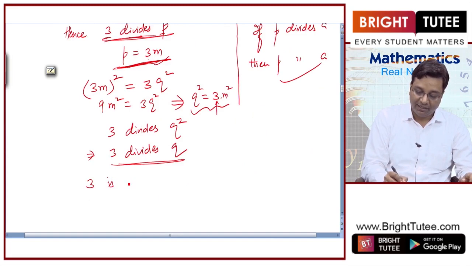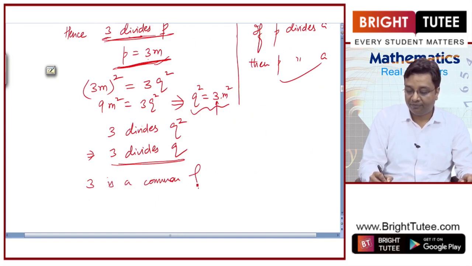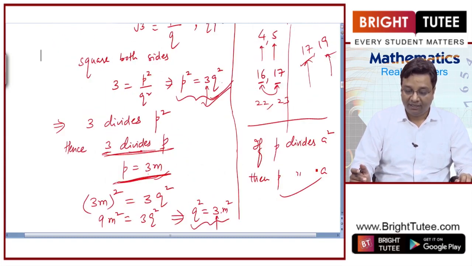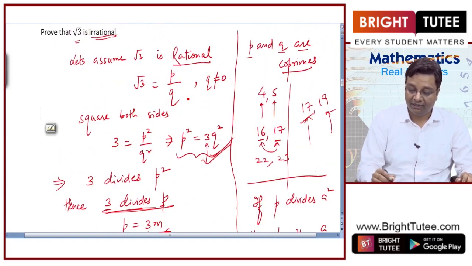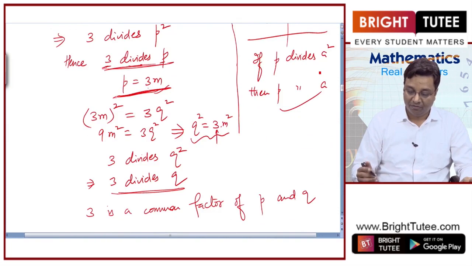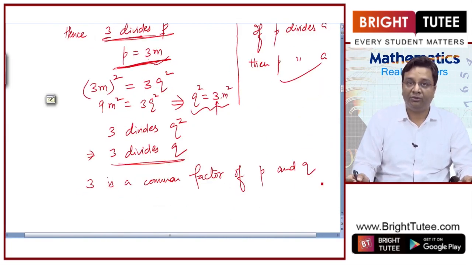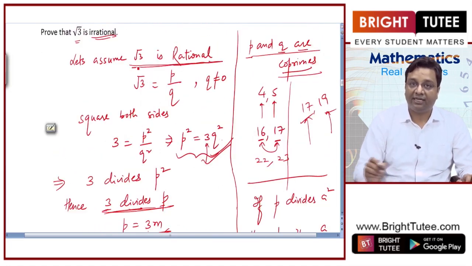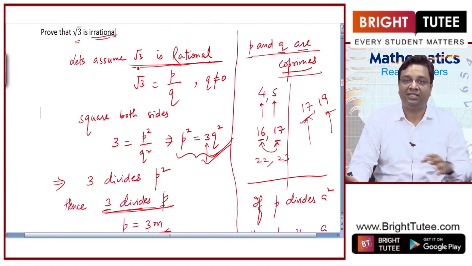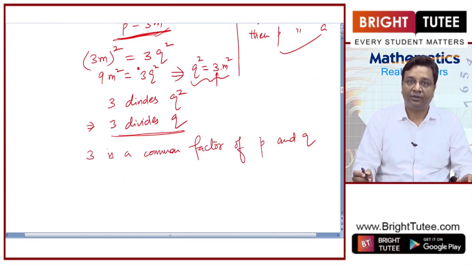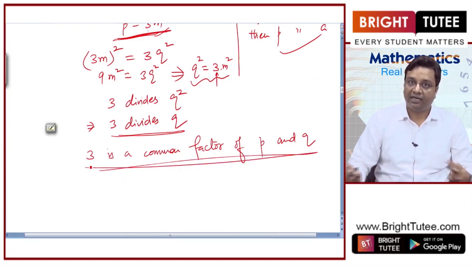Now you see 3 divides p and 3 divides q. So 3 is a common factor of p and q, right? Do you see something wrong here? It contradicts our assumption which said that p and q are co-primes. So they could not have any common factor, but 3 is a common factor of p and q. Why is it happening? Because our assumption was wrong that root 3 is rational. We started with something wrong, so we arrived at something wrong. So this contradicts our assumption.